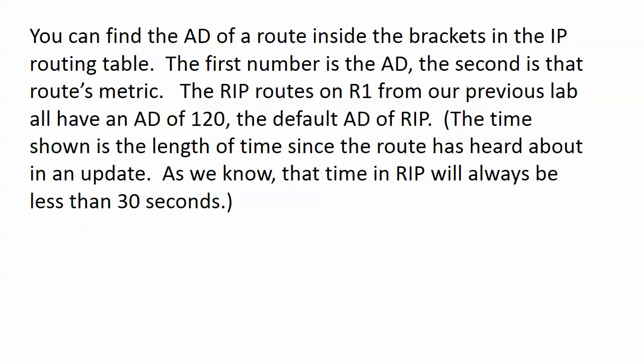Now we saw one admin distance in particular quite often in the last couple of videos, and that was RIP's AD of 120. You can always find the administrative distance of a route inside the brackets in the IP routing table. You'll have 2 numbers there. The first one's the AD and the second one is that route's metric. And the RIP routes on R1 from our previous lab, I'm going to show that to you in a moment, they all had an AD of 120, which is the default AD.